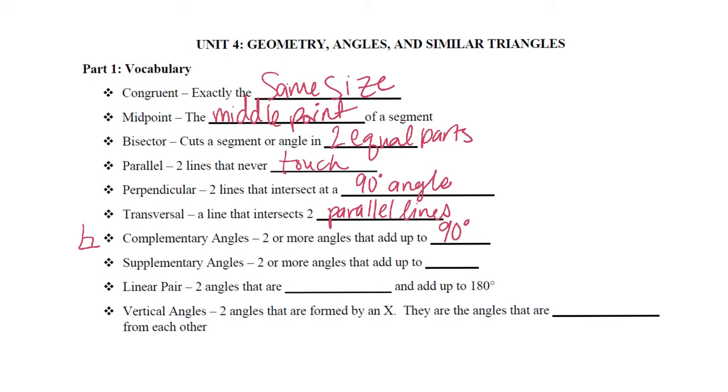Supplementary, two or more angles that add up to 180 degrees. They make a straight line. A linear pair is two angles that are adjacent, which means they're next to each other, and add up to 180. Vertical angles are two angles that are formed by an X. They are angles that are opposite from each other, across from each other. I'll draw a picture. So like these would be vertical angles.